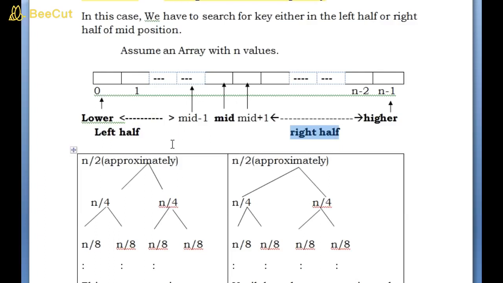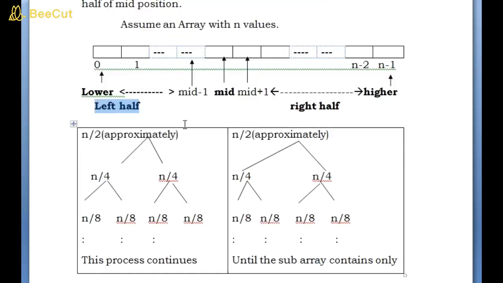Assume that your key value is less than the middle value of the array. Then which side do you have to do the searching operation? Left half. So assume that in the left half there are n by 2 elements. Why? Because the array capacity is n values. If you skip one value, that is the middle value, the remaining n minus 1 values divided by 2 means approximately, I am not saying exactly, approximately the left half may contain n by 2 elements.